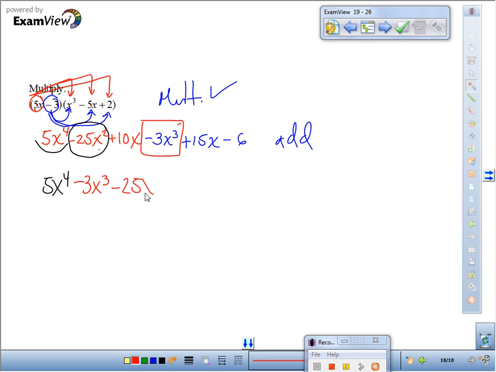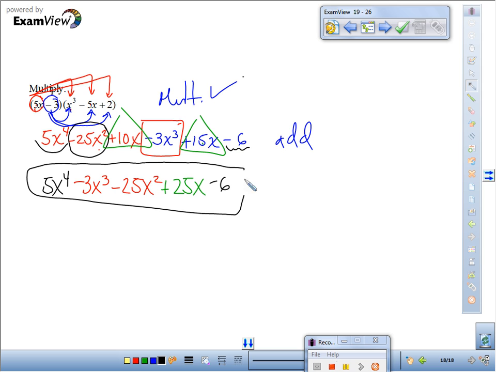Negative 25x squared. Next, I'm going to do a triangle around the x, this one, and this one. What is 10x plus 15x? Plus 25x. And what is the last part standing by itself? I'll do the wiggles in that. Minus 6. Once again, only 2 steps, and then you leave it alone. Just box it. Some of you do something funky after that, try to combine, and you can't. We're done.